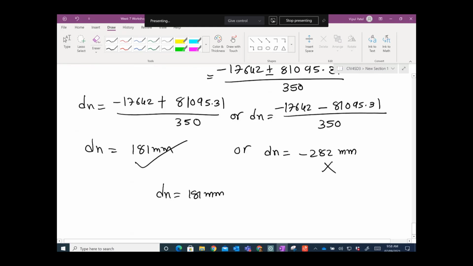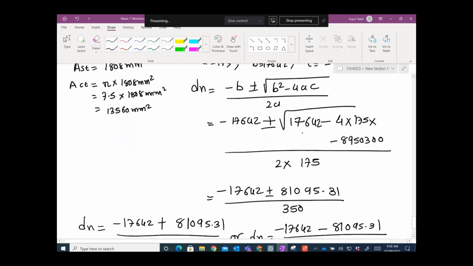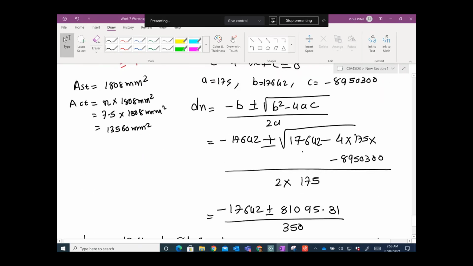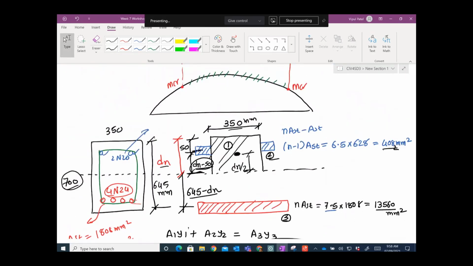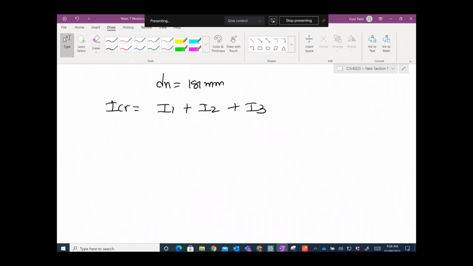So for the moment of inertia, there are three zones, meaning you have concrete 1, concrete 2 and concrete 3. For those we can calculate the moment of inertia, that will be your I crack. So your I crack equals I1 plus I2 plus I3, right? That is the moment of inertia for those three zones, as you can see there. First you calculate the neutral axis, then we can calculate those three zone moments of inertia. Now let's make the table.